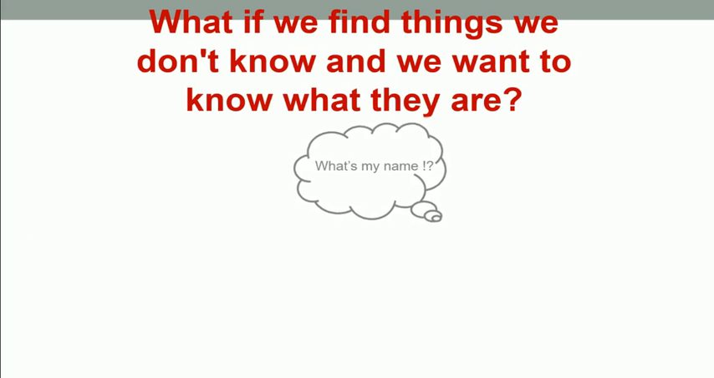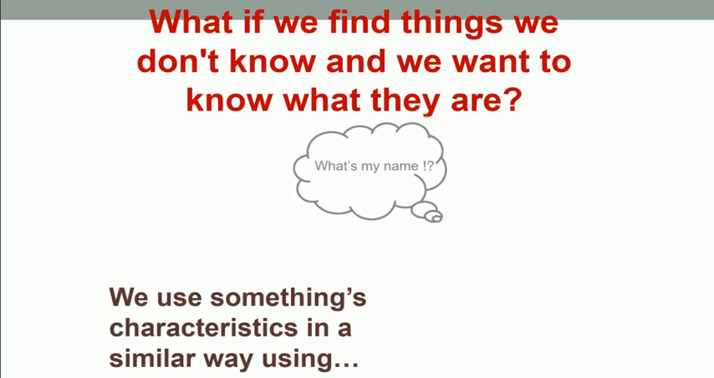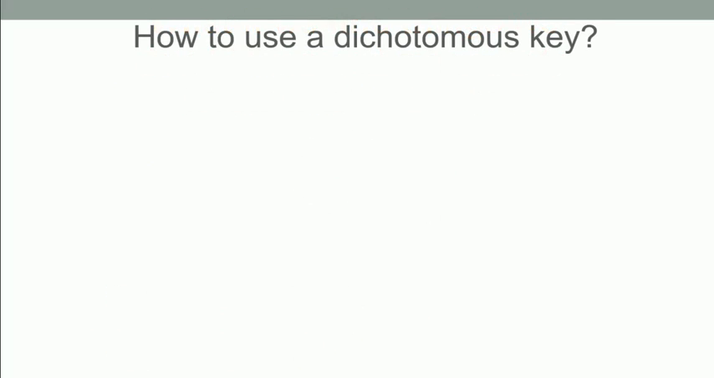So what if we find things we don't know and we want to know what they are? We have to follow a particular key. So to identify the name of that organism, we are going to use these taxonomic keys. So how to use a dichotomous key?